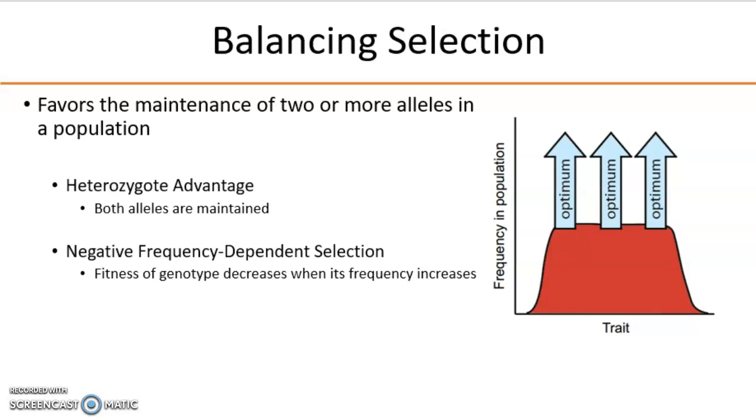Balancing selection might be a little tricky, but essentially the alleles are both favored, okay? Those alleles are all maintained. And so you reach this equilibrium of sorts, where one is not better than the other. Okay, where they both are maintained. And then there are 2 ways to get this: the heterozygous advantage that we've talked about before, and then this negative frequency dependent selection.